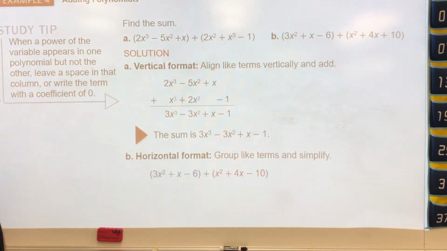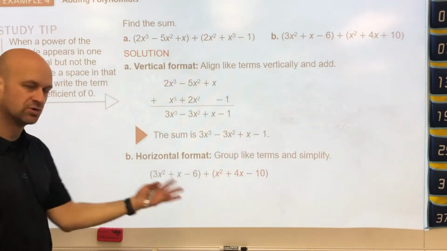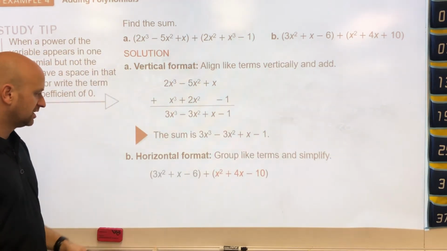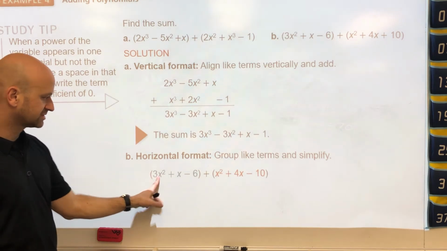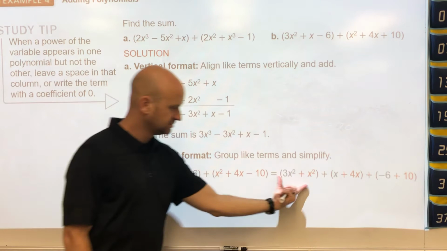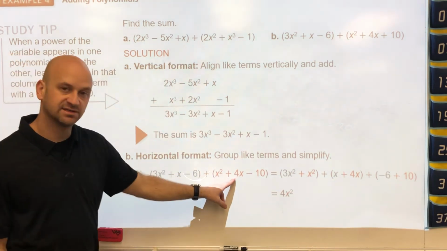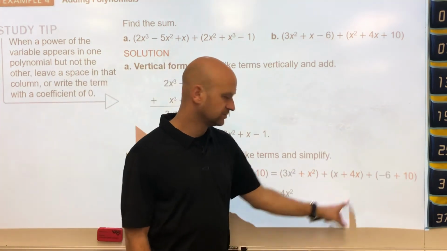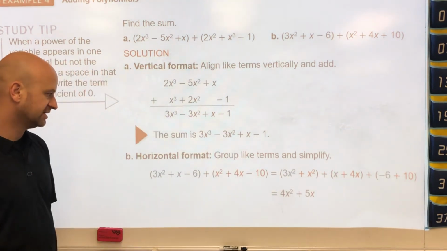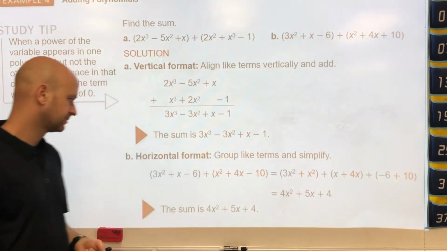Now, you could also do it horizontally. So if we look at this example, we'll go horizontal. This is more of your combining like terms that we're used to. So we have 3x squared and we have 1x squared. That gives us 4x squareds, right? And we would combine that into 4x squared. We have a positive x and a positive 4x. So to kind of show the work, they did that. Negative 6 minus 10 gives us a negative 16.